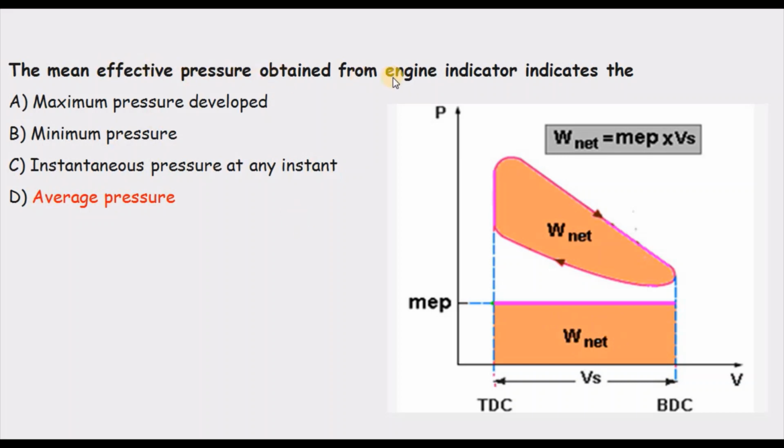So the mean effective pressure obtained from the engine indicator indicates the average pressure. It is not the maximum or minimum pressure, nor is it the instantaneous pressure. Obviously, mean means average. So it is the mean effective pressure inside the cylinder.